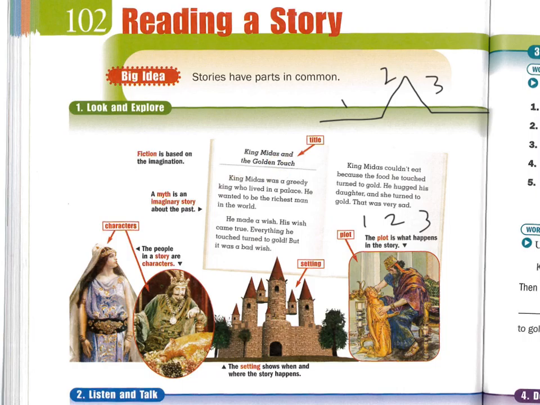King Midas was a greedy king who lived in a palace. He lived in a palace or a castle. He wanted to be the richest man in the world. He made a wish. His wish came true. Everything he touched turned to gold, but it was a bad wish.